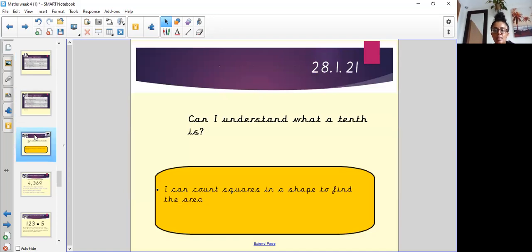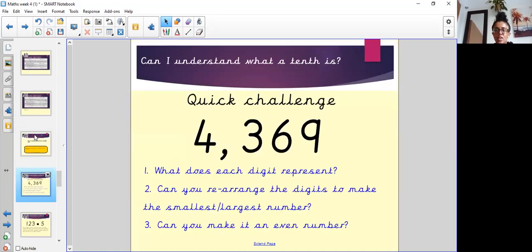Okay, let's see what we're learning about today. So can I understand what a tenth is? Let's have a look. So here is your quick challenge. I want you to have a go and pause the screen. What does each digit represent first of all?